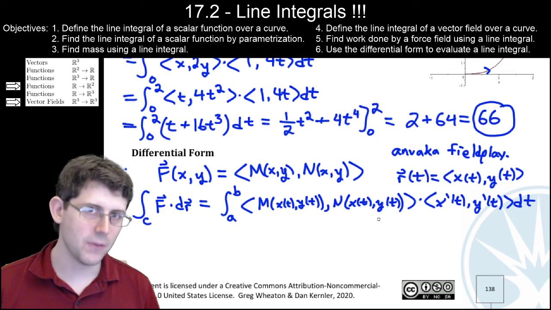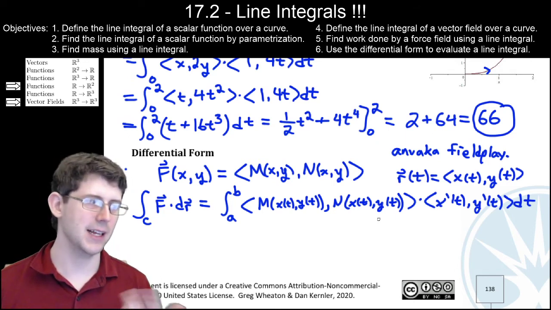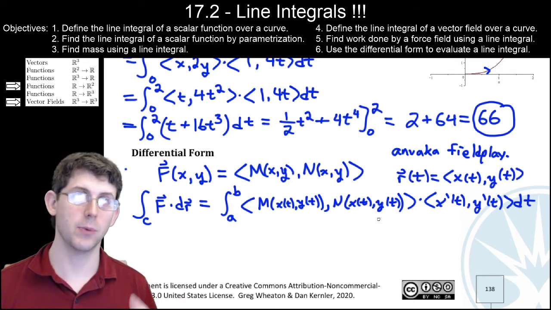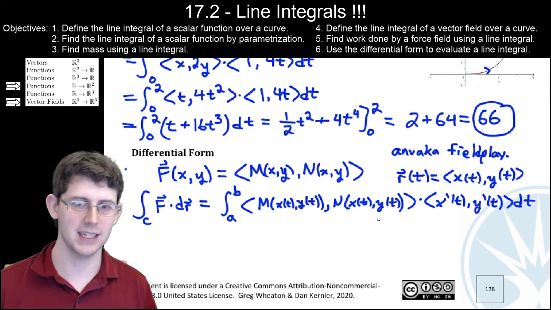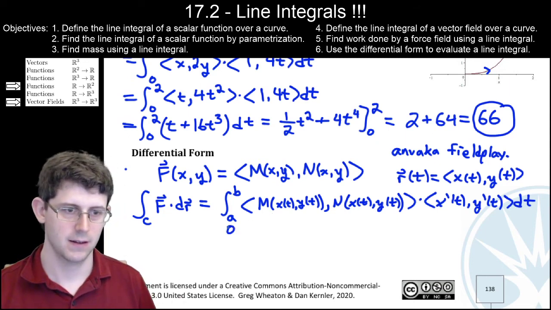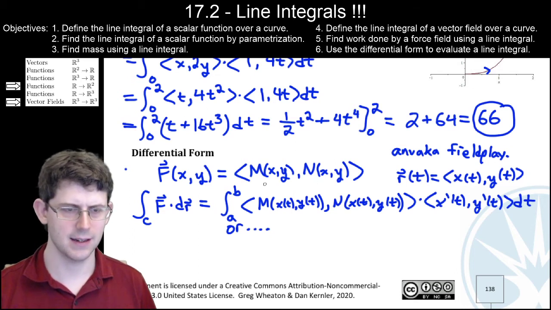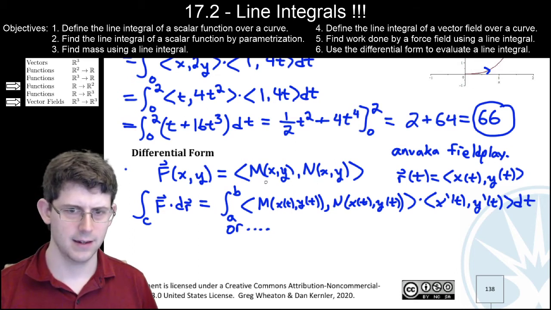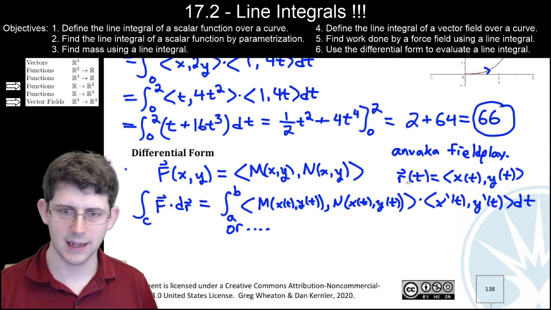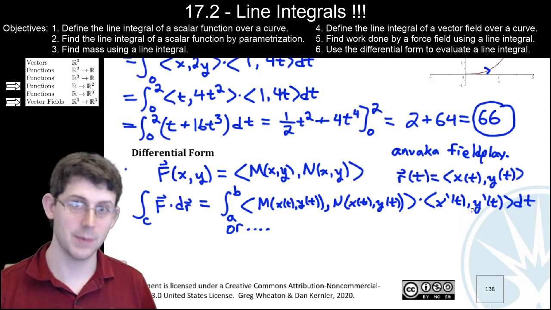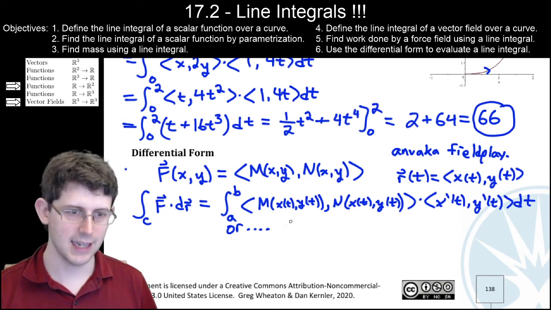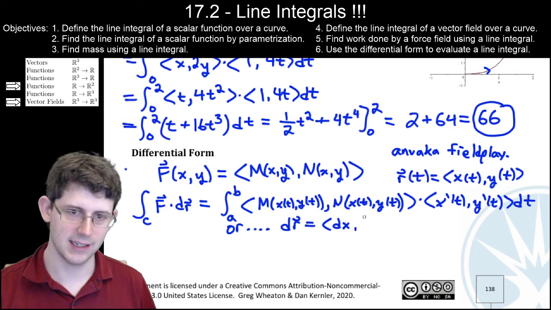The differential form of the line integral says, what if you put off getting everything in terms of t until later? So what if, instead of writing dr as x prime of t dt and y prime of t dt, you could just say, what if dr was just dx dy?